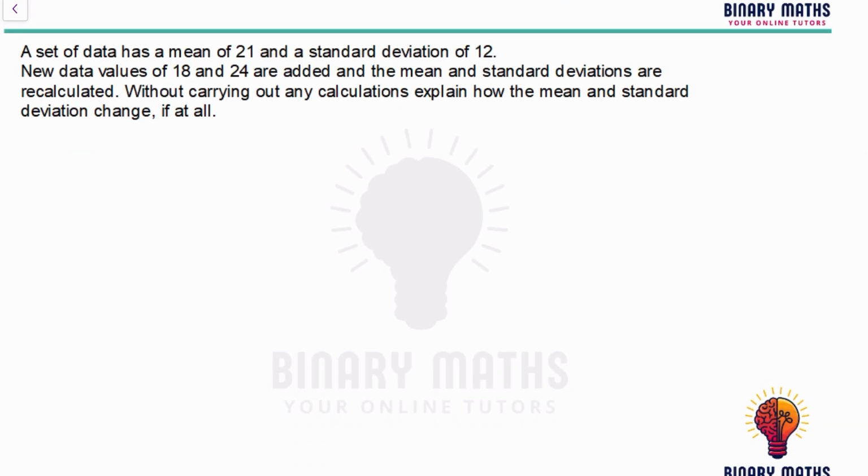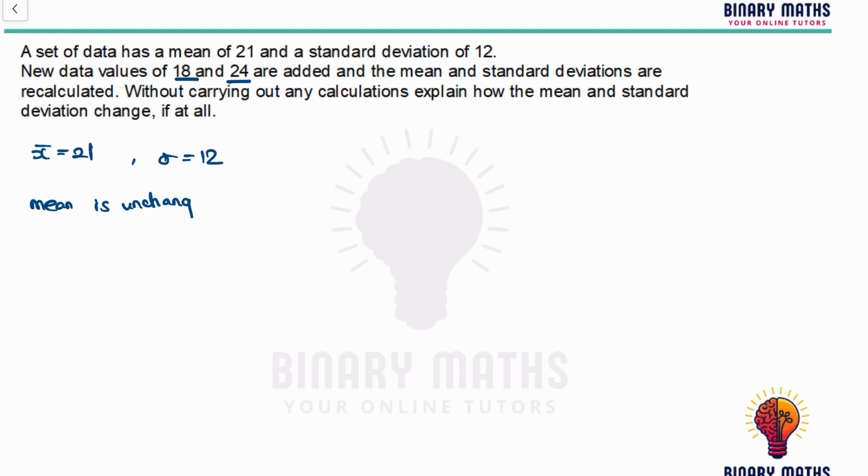A set of data has mean of 21, so x bar is equal to 21, and standard deviation of 12, so sigma is equal to 12. New data values of 18 and 24 are added, and the mean and standard deviation are recalculated. Without carrying out any calculation, explain how the mean and the standard deviation change, if at all. Okay, so the mean is 21, so the mean is unchanged.